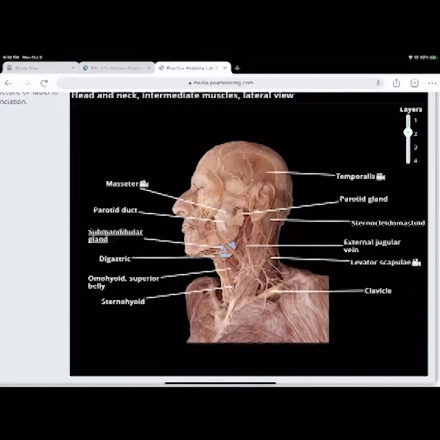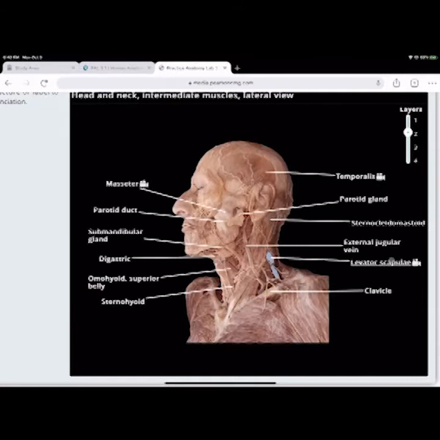Digastric muscle. Okay, it's a strap muscle. Omohyoid, the superior belly of it. There's also an inferior belly of it. That's the omohyoid. Then the sternohyoid muscle connects the hyoid bone to the sternum. There's your clavicle, your collarbone. Your levator scapulae.